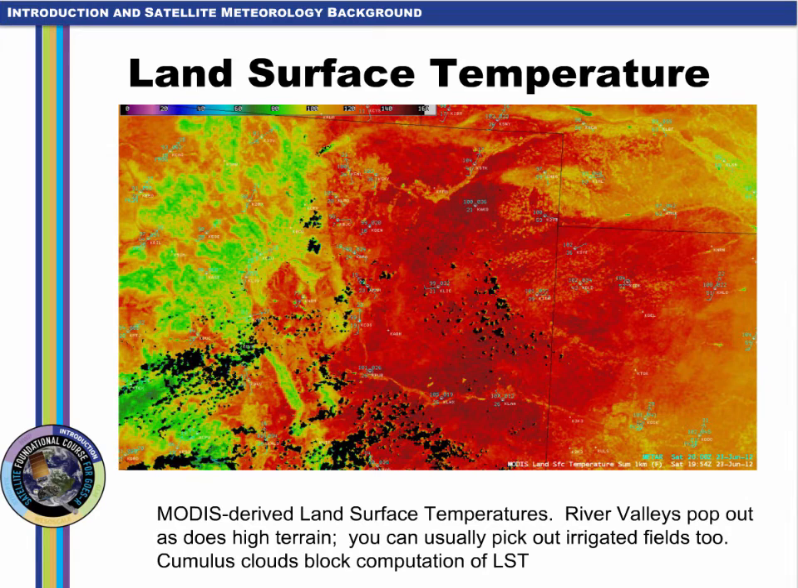Here is the MODIS-derived land surface temperature over the high plains. This is Colorado, western Kansas, and parts of Nebraska. Cumulus clouds show up as missing data. River valleys are typically cooler, and mountain ridges are apparent. Usually, the land surface temperature is warmer than co-located METAR values that are recorded about 6 feet above the surface.